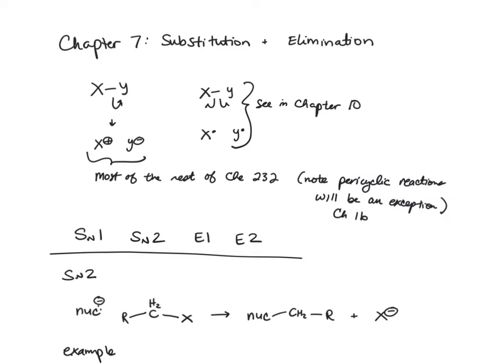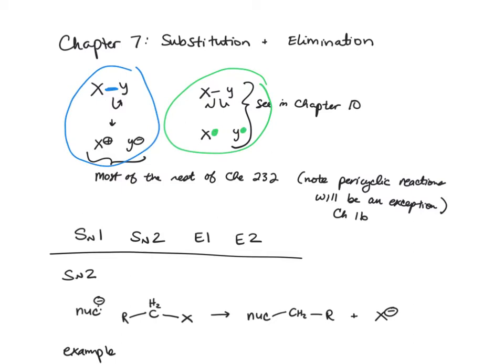Most of the reactions that you'll see in this textbook are heterolytic in nature, meaning that we cleave a bond, giving 2 electrons to one atom and no electron to another. This is different than what you're going to see in Chapter 10, where you have homolytic cleavage, meaning that each atom gets 1 electron each.